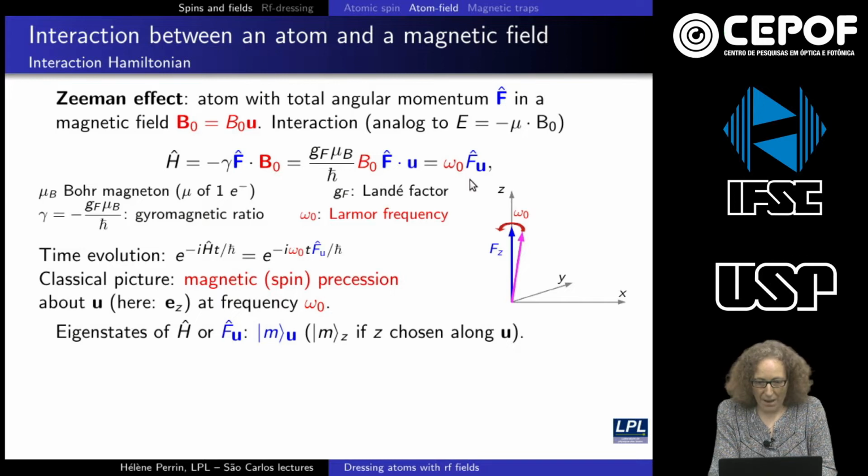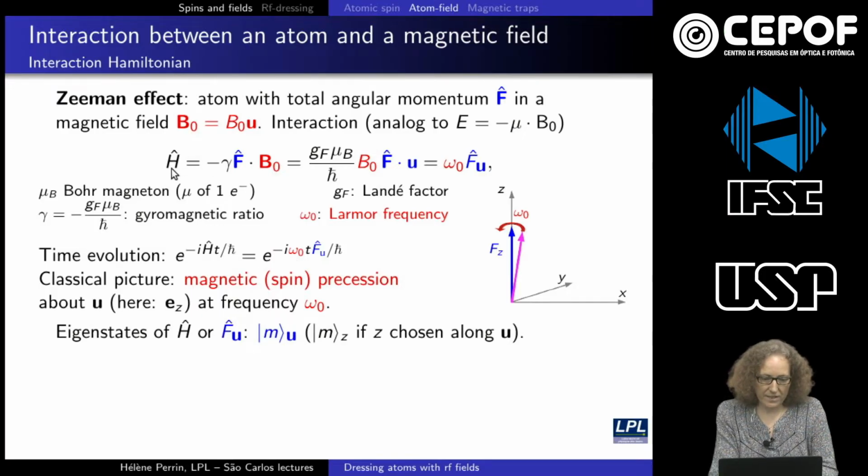So now if we look at our Hamiltonian and want to write the time evolution, using, as usual, exponential of minus i Hamiltonian t over h bar, what we find is that this time evolution is just a rotation of a spin, as we have seen just before: exponential of i, an angle, times the projection of our angular momentum along the axis u of the magnetic field. So what's happening, for example, if I choose the z direction along the magnetic field, is that the spin precesses around the magnetic field at a frequency which is equal to the Larmor frequency.